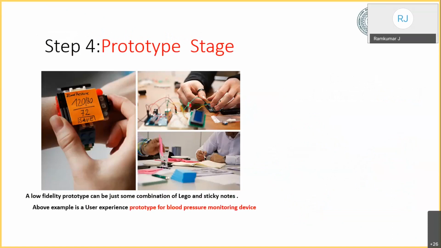Even before the functional prototype, we try to make something completely out of dummy material, and then we start showing it: this is how it looks like. Then we start making a functional prototype.